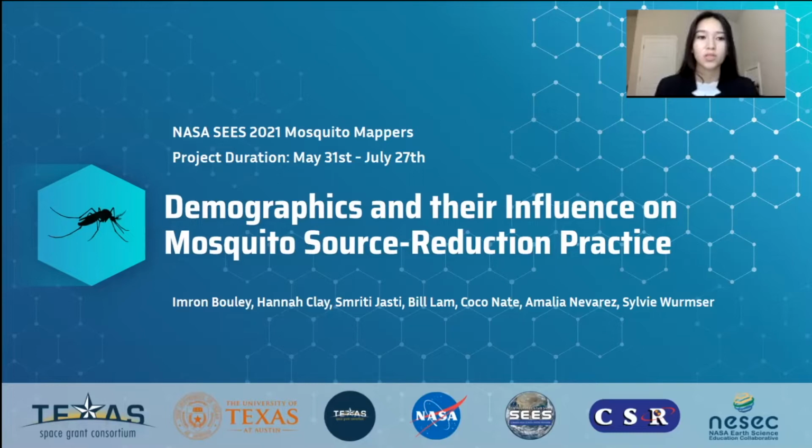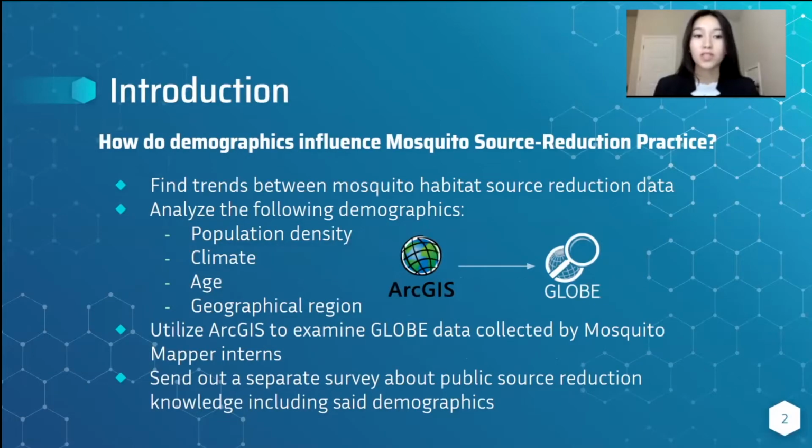Our research question was, how do demographics influence mosquito source reduction practice, which we studied during our 8-week internship program. We were interested in finding trends between mosquito habitat source reduction data. The main demographics we've included in our study were population density, climate, age of the respondents, and the geographical region. We used ArcGIS, a geographic information system, to examine Globe data collected by fellow Mosquito Mapper interns. We devised a survey and received a total of 429 responses.